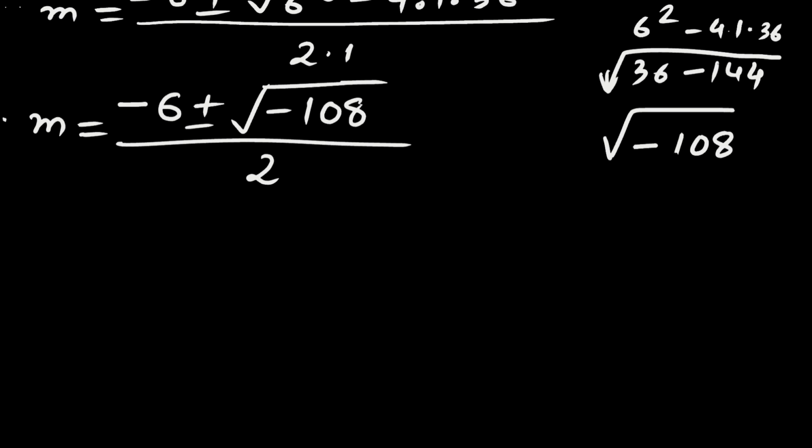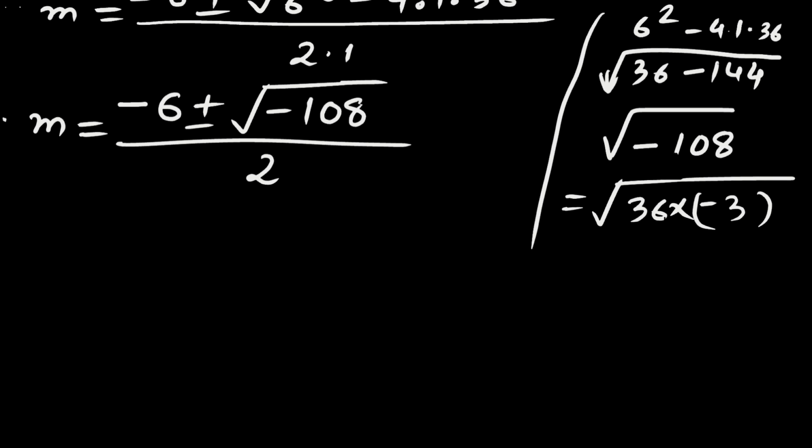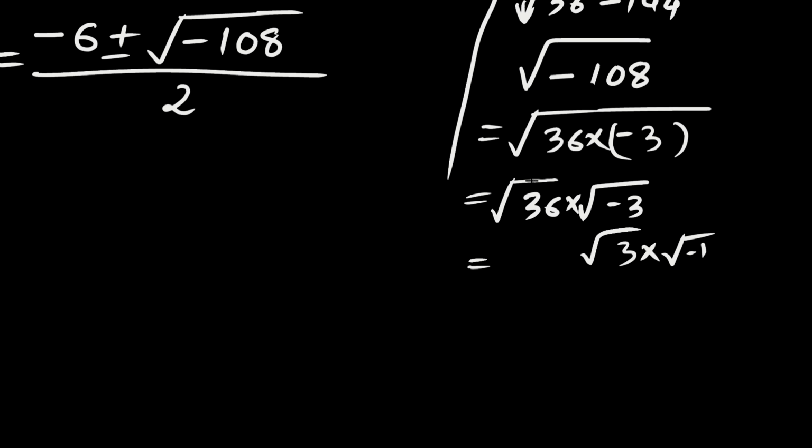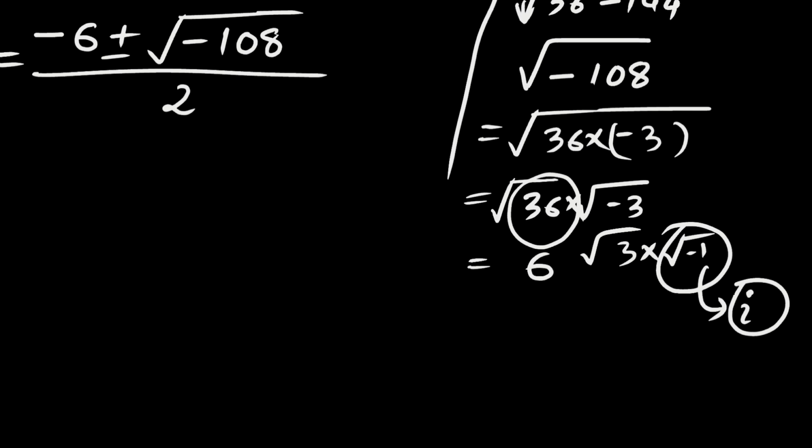Now, let's simplify the square root. Negative 108 can be written as 36 multiplied by negative 3. Using the property of square roots, we separate this into the square root of 36 multiplied by the square root of negative 3. Then we write the square root of negative 3 as the square root of 3 multiplied by the square root of negative 1. The square root of 36 is 6, and the square root of negative 1 is the imaginary unit i. So the square root of negative 108 becomes 6i square root of 3.